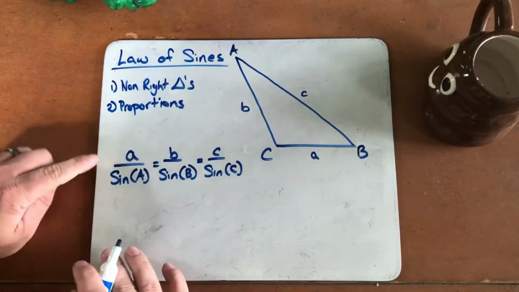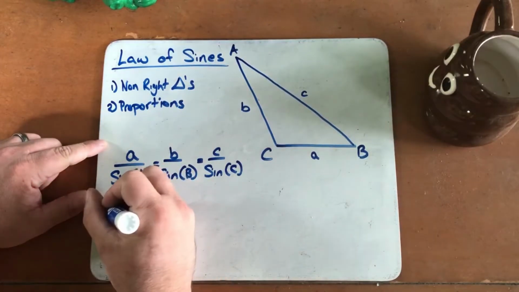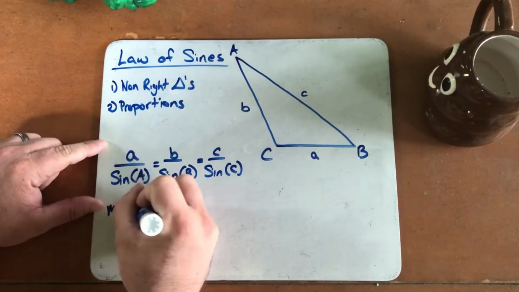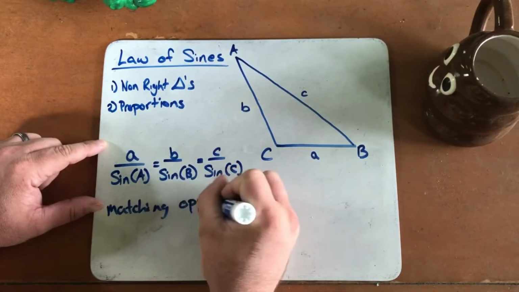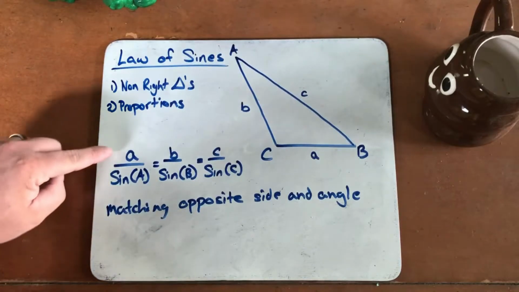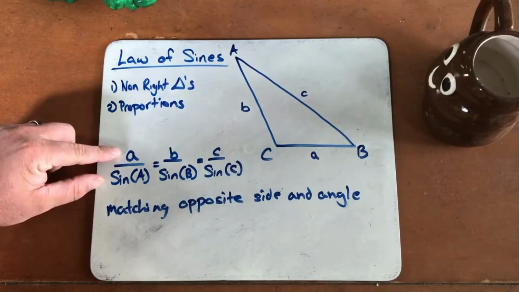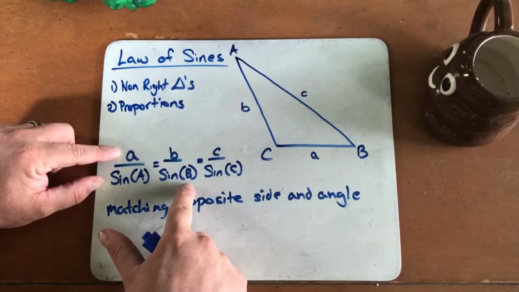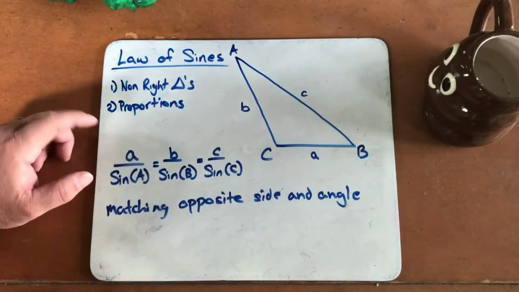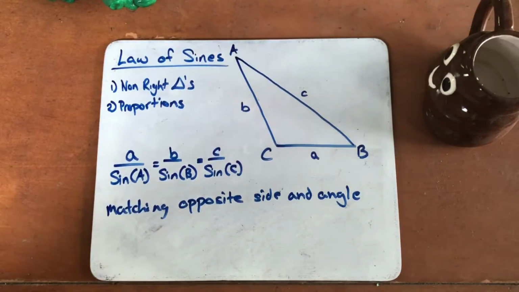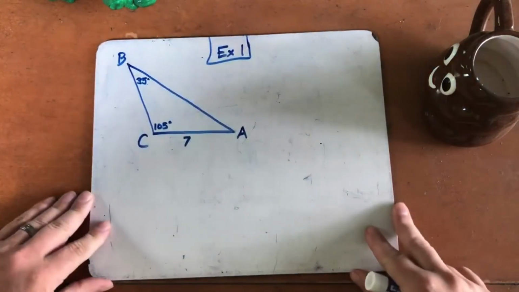It's important to realize that we have to have matching pairs. Like if I have side A and angle A, and then I have angle B and angle C, I can find side B and side C, which is what the first two examples are specifically going to be.